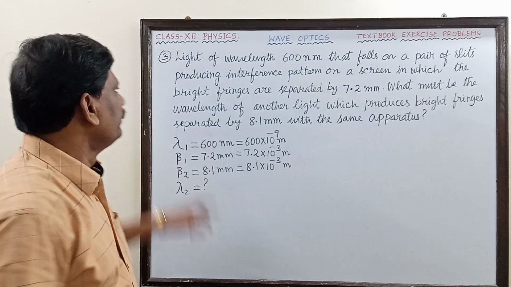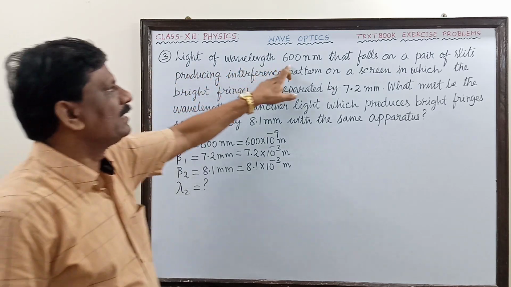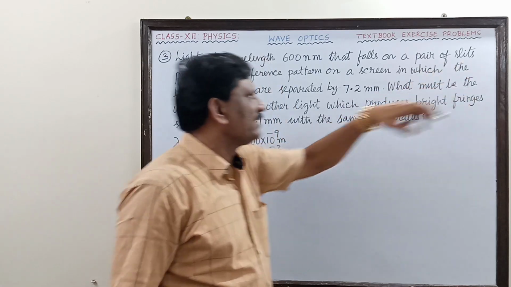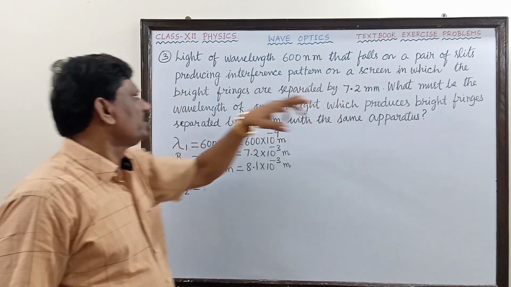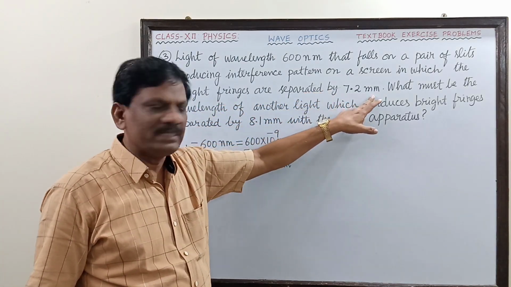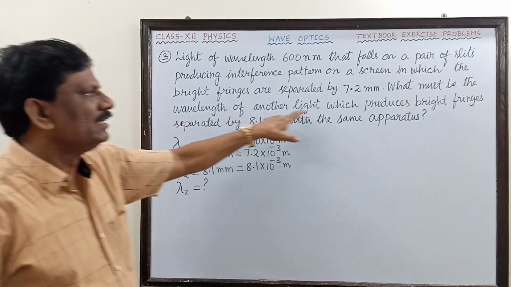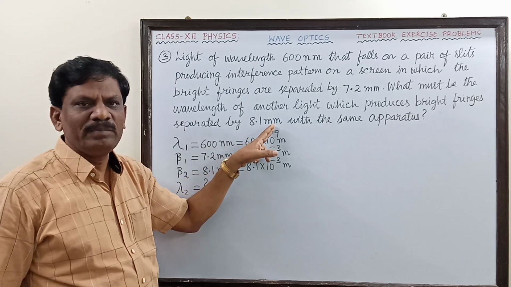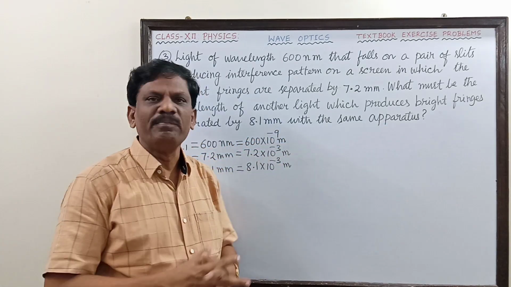Hi students, problem number 3. Light of wavelength 600 nanometer falls on a pair of slits producing an interference pattern on a screen in which the bright fringes are separated by 7.2 millimeter. What must be the wavelength of another light which produces bright fringes separated by 8.1 millimeter with the same apparatus? Very simple and very important question.